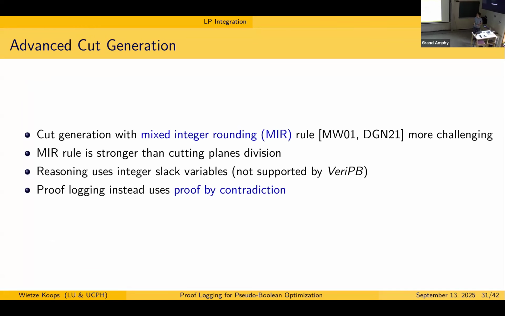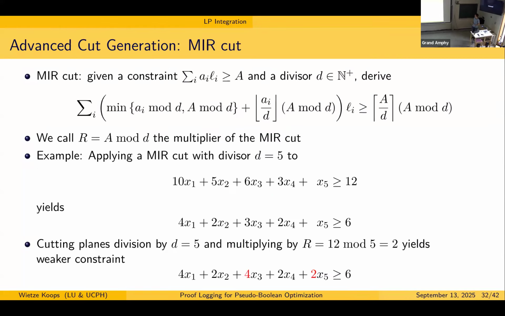We also have some more advanced cut generation techniques. This is cut generation with a mixed integer rounding rule, and this is a stronger rule than cutting planes division. Moreover, the reasoning uses integer slack variables, which are not supported by VeriPB, and proof logging instead uses a proof by contradiction.